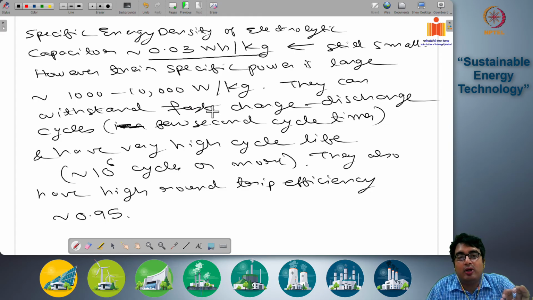Okay. They can also withstand very fast charge discharge cycles of the order of a few second cycle times and have very high cycle life. So more than a million cycles, and still their life will not be spent. So quick charging, discharging requiring high power but modest amounts of energy. That is where these types of electrolytic capacitors are very good. They also have high round trip efficiency of around 0.95. So 95% of the energy stored in these capacitors can be recovered.